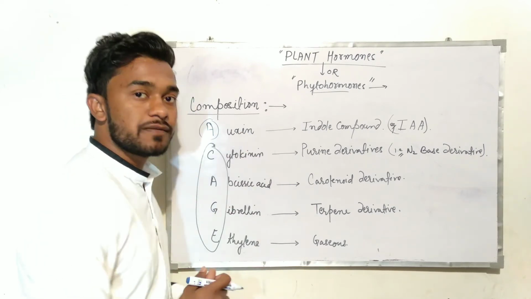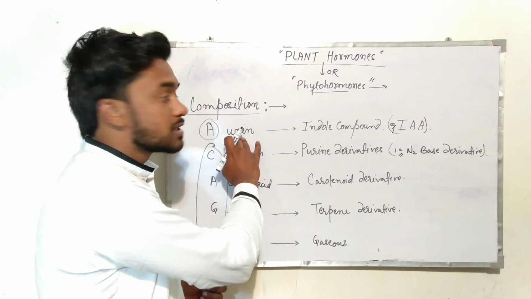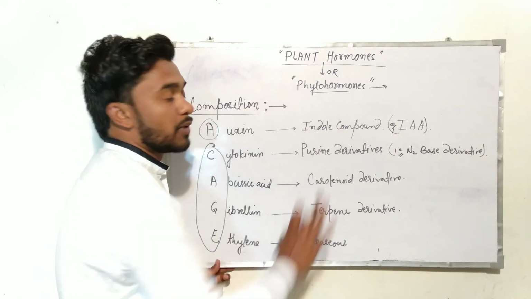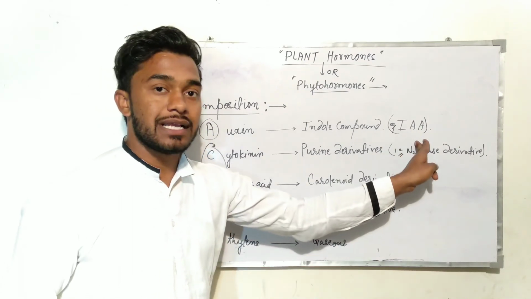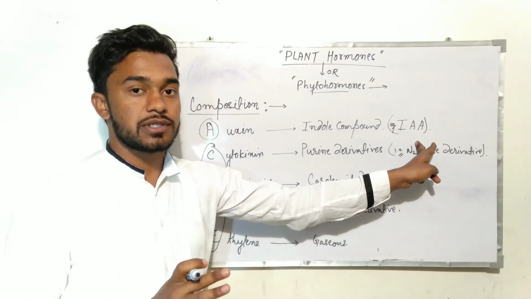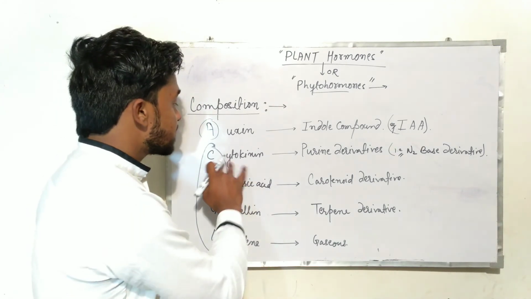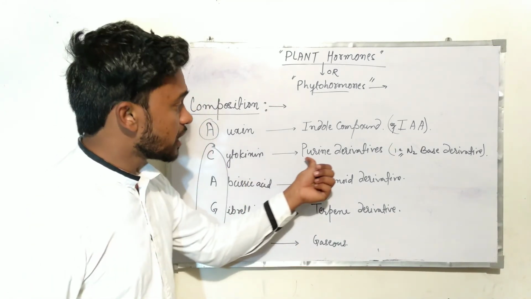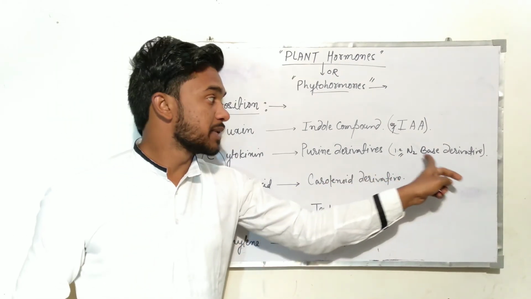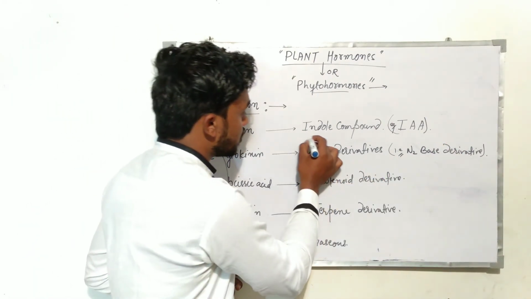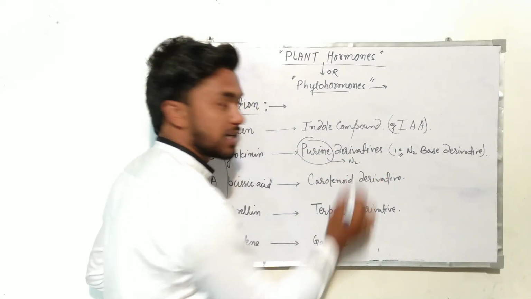Now the composition of these 5 phytohormones. The first one is auxin, that is composed of indole compounds. These are derivatives of indole compounds, that is indole acetic acid, which is the most naturally occurring auxin or phytohormone. So next one is cytokinin. Cytokinin basically is a purine derivative, that is a nitrogenous base derivative. As we know, purine is a nitrogenous base.